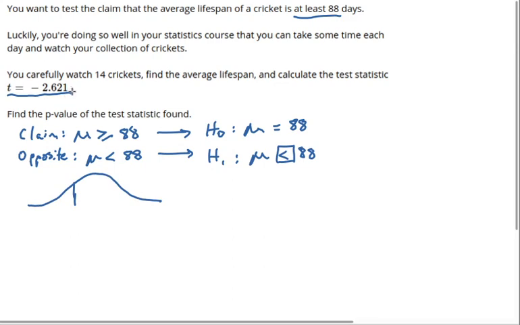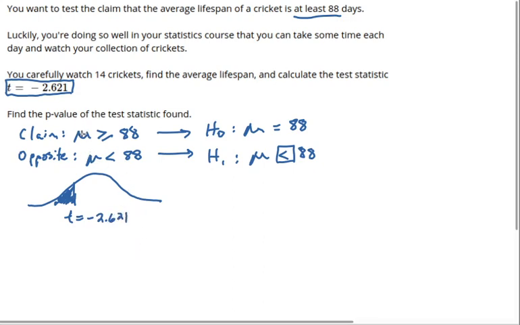Now, when you have a left tail test, you should have a negative test statistic. If you have a right tail test, you should have a positive test statistic. If you have a two tail test, all bets are off. It could be positive or negative. But when it's a negative test statistic, we want to find the area to the left into the tail. If we had a positive test statistic, then you find the area into the right tail. And then if you know it's a two tail test, then you just double that area. In our case, left tail test, negative test statistic, we find the area to the left. So I know my test statistic is here, negative 2.621.